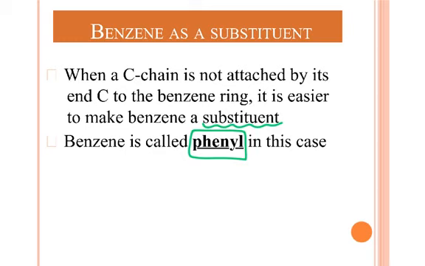You might be thinking, why wouldn't benzene always be the parent? Well, let's have a look at an example. Let's say, for instance, I have my benzene ring, and let's draw a substituent here.